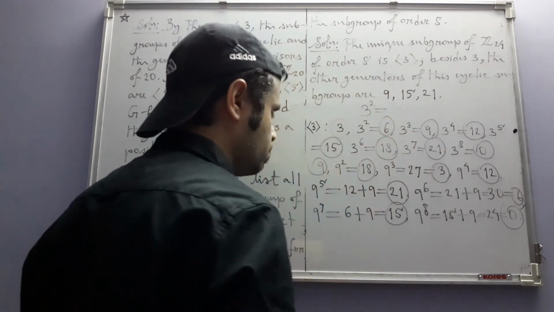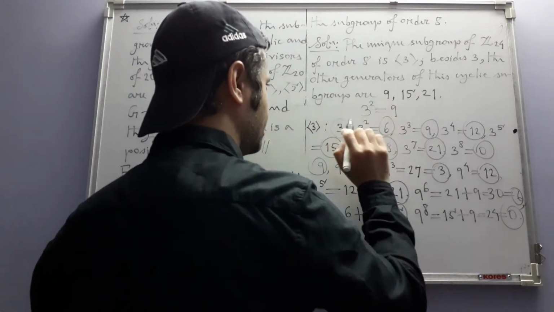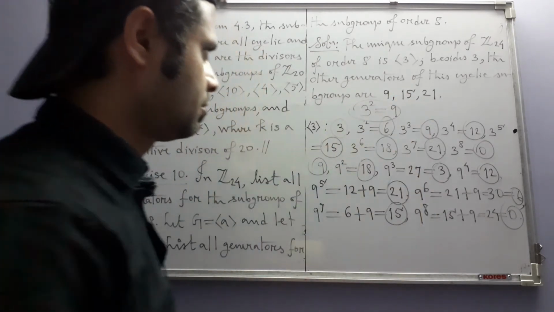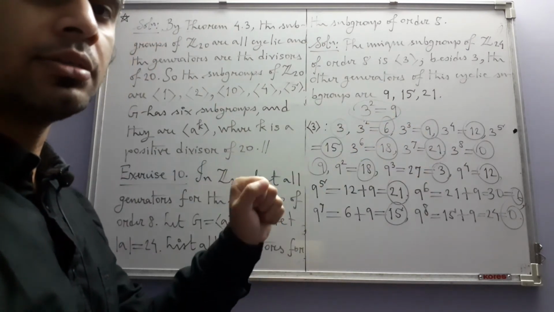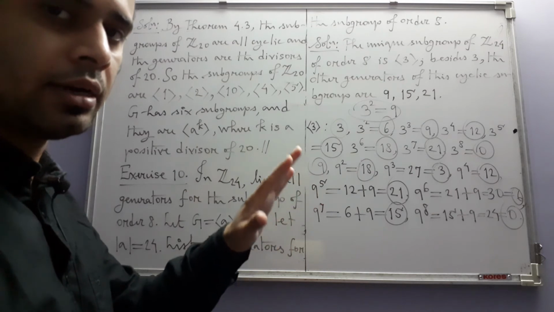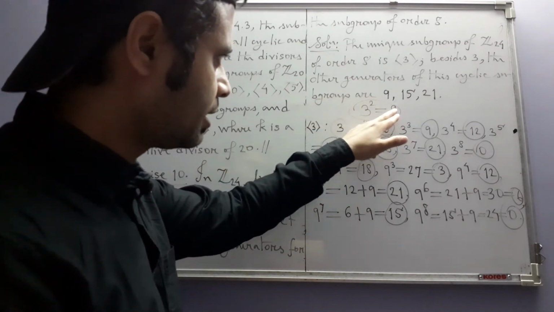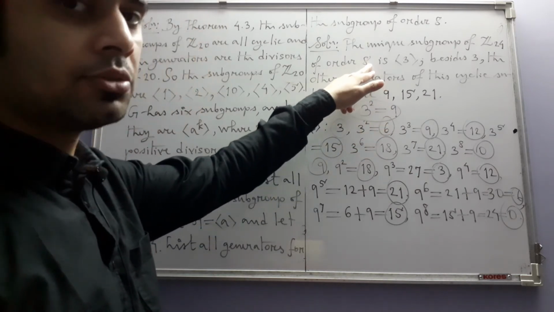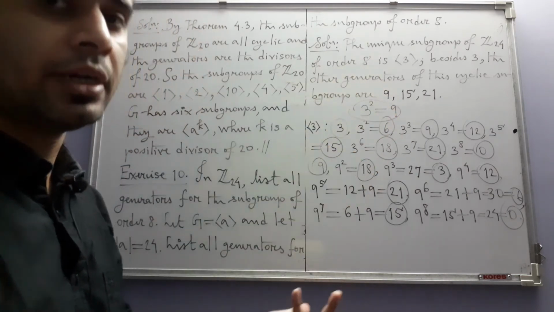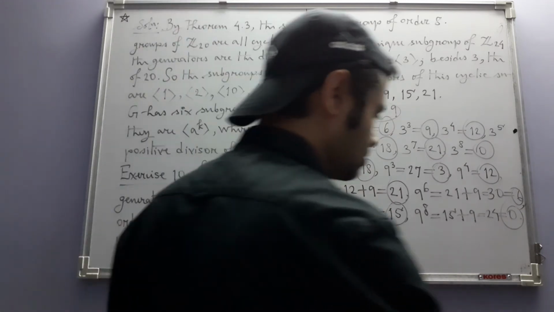Oh, I thought that 3 square is 9. 3 square is not 9. 3 square is 6 because we are in an additive group. So because I thought 3 square is 9, but 2 is not relatively prime to 8, so how can 9 be a generator? So that was my confusion. So yeah, now it's okay.